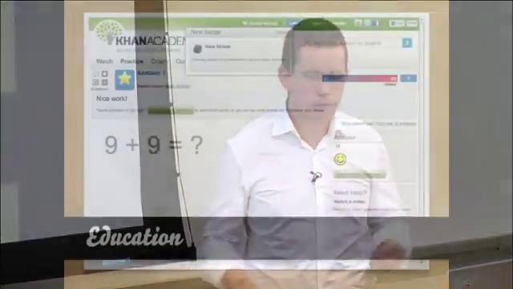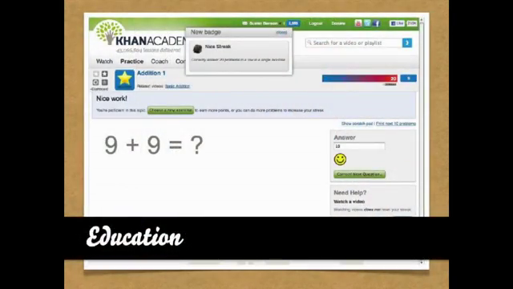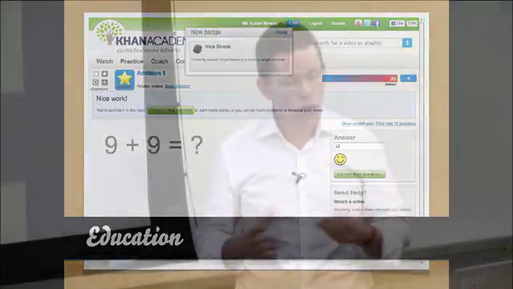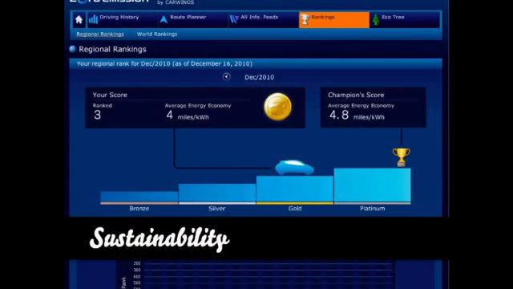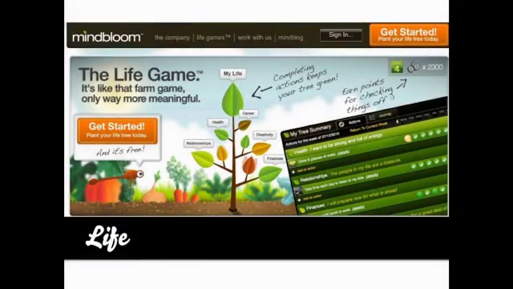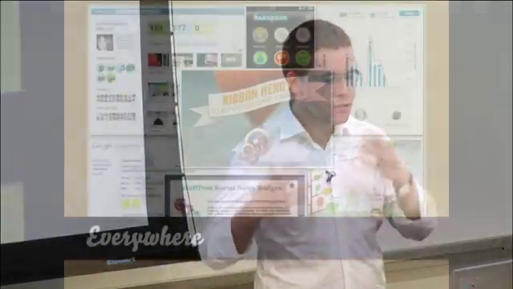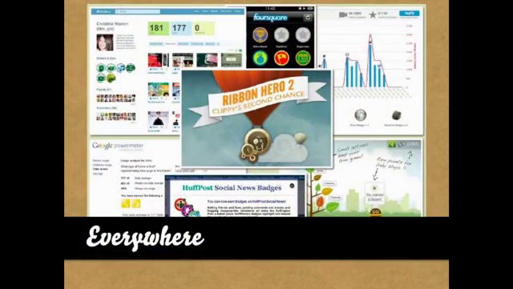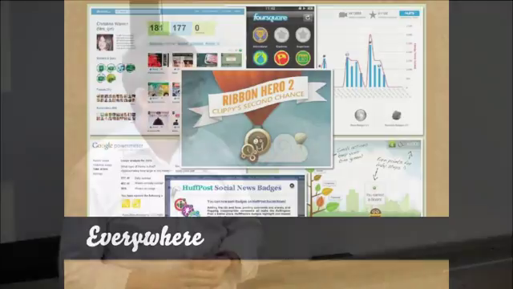We see it everywhere, as in Khan Academy, which I'm sure every one of you will know, where you can earn points and unlock badges for educational activities. We see it all around the sustainability sphere here with Nissan MyLeaf, where your driving behavior is matched up with others to see who drives the most fuel efficiently. Or for life itself, like Mindbloom's The Life Game, where you can earn points and badges for having a meaningful conversation with your kids, because why else would you? So basically, it's really everywhere, right? Microsoft is well on its way as well with Ribbon Hero and other examples.